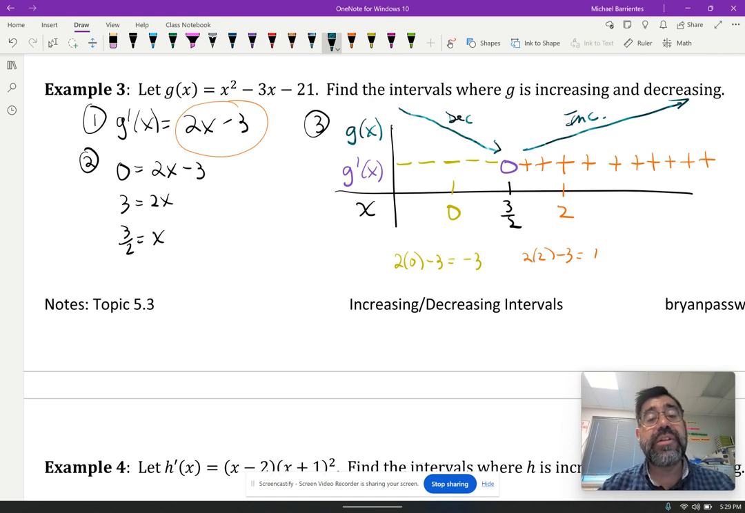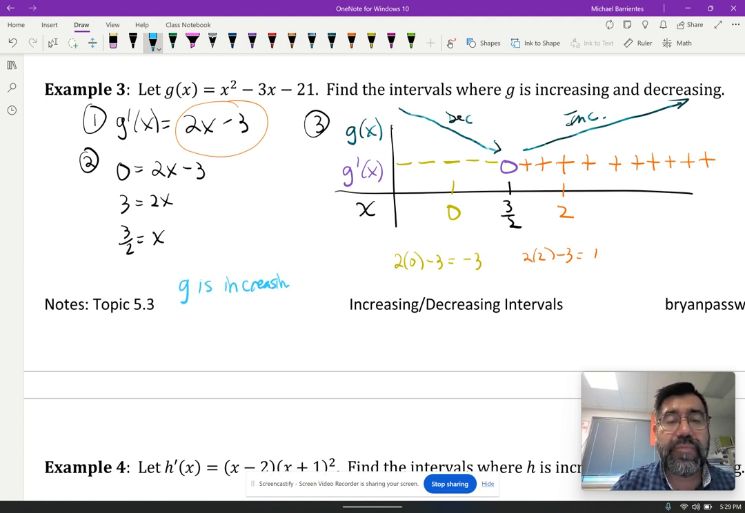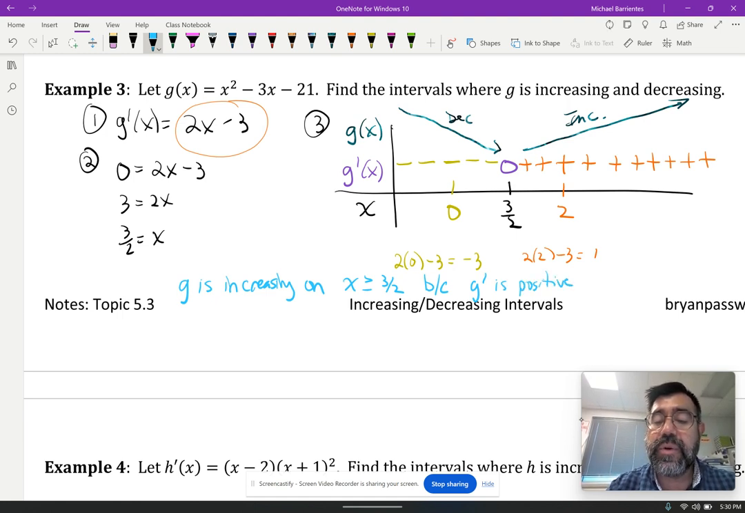Have I answered the question? No. Let's answer the question. g is increasing on the interval for x values that are bigger than 3 halves. So x's that are bigger than or equal to 3 halves. And I'm even going to say how I know that. Because g prime is positive, but most people will write g prime is greater than or equal to 0.